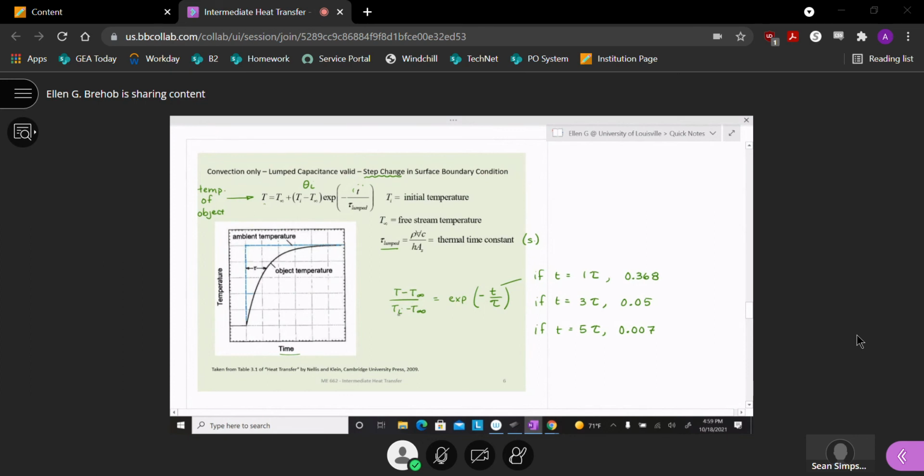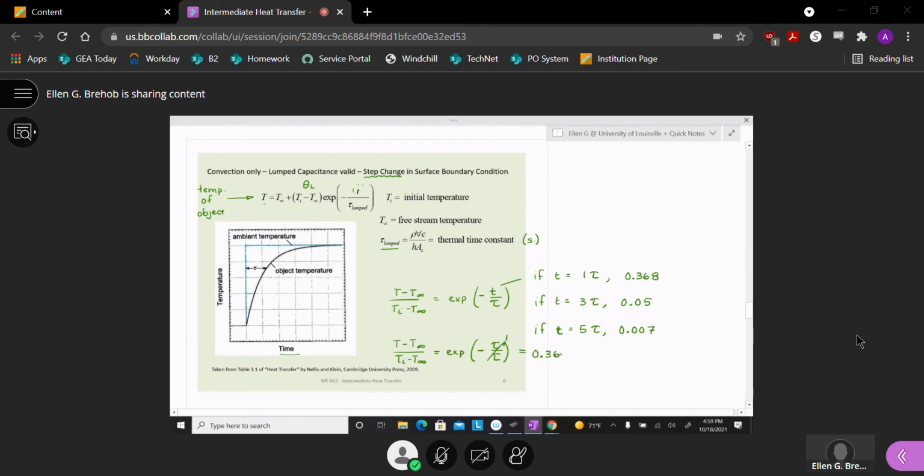Can you repeat what those numbers mean? What does the 368 represent? Is that the 3 tau, 1 tau? Oh, is that the exponent evaluated? Okay. So we're replacing. For example, this first case would be T minus T infinity over Ti minus T infinity is exp of minus, it's really just 1 tau over tau. Okay, so this goes to 1. The exponent there. Yes. Gotcha.